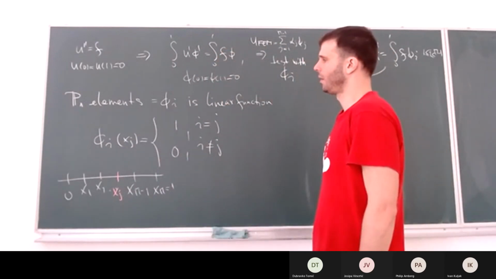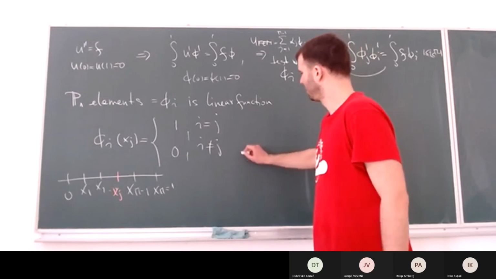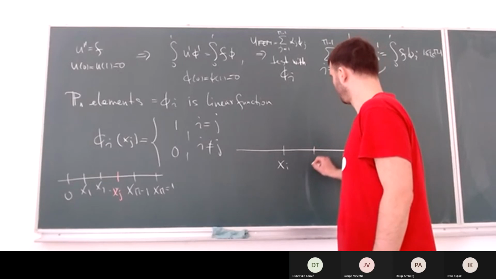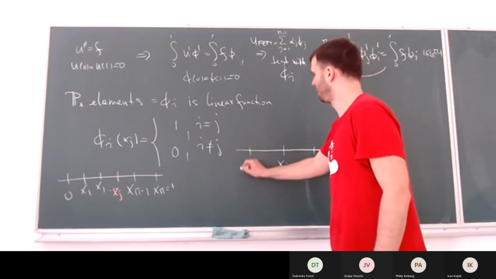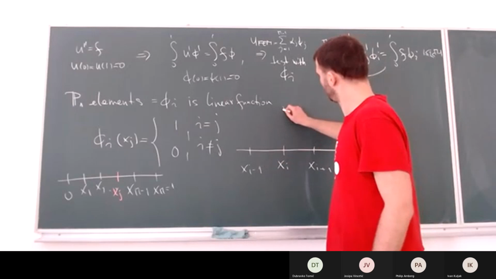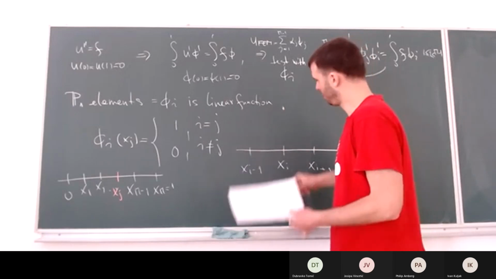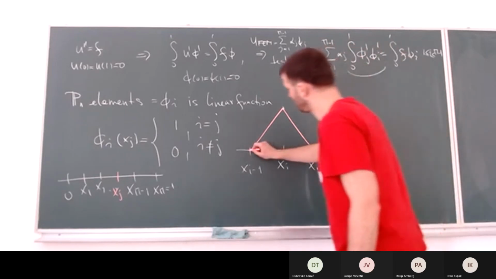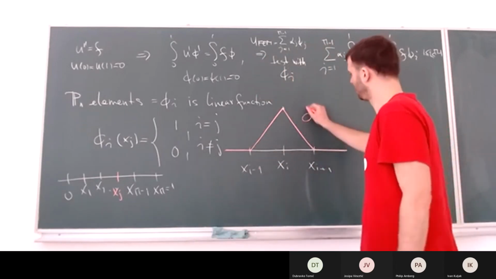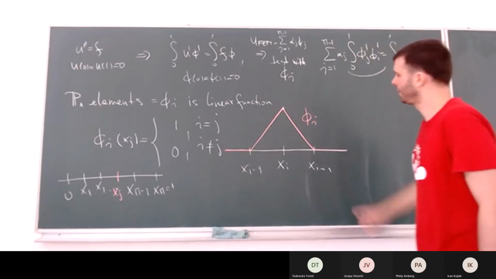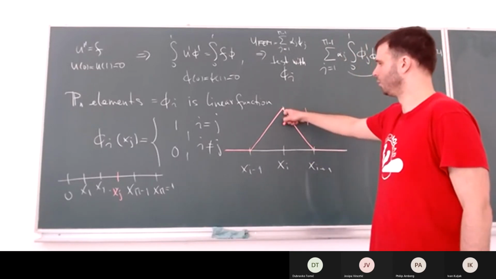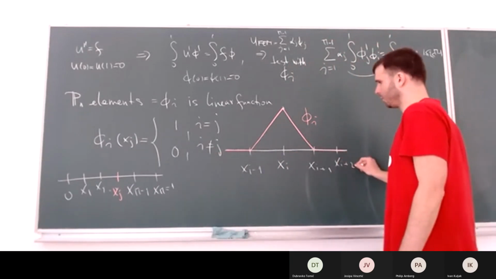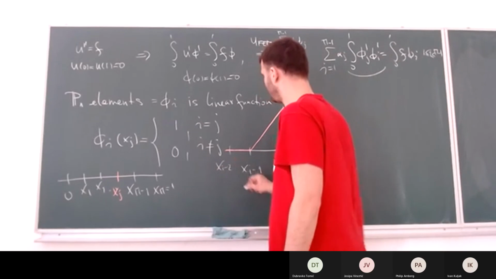That means that we have basically a hat function. So this is x i plus 1, x i minus 1, this is 1, and our phi i looks like this. Okay, this is phi i. Phi evaluated at point x i is equal to 1, and in all other nodal points, so x i plus 2, x i minus 2, it is equal to 0.